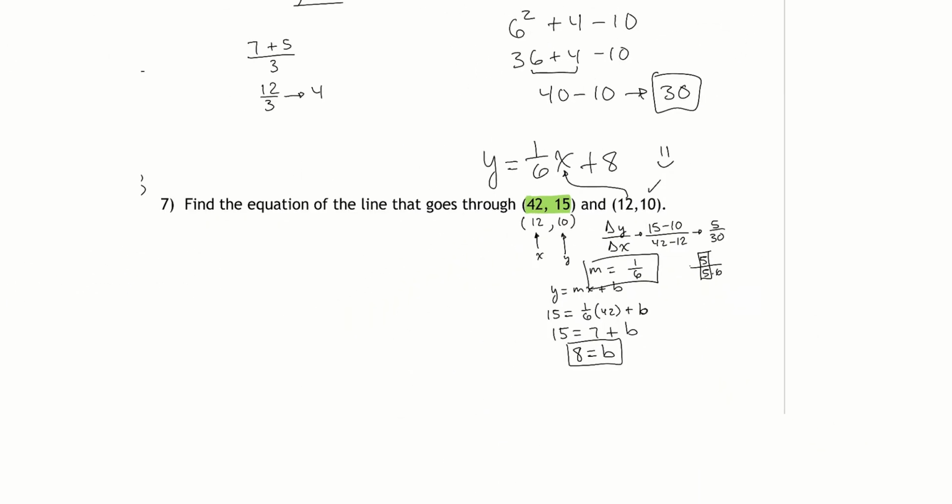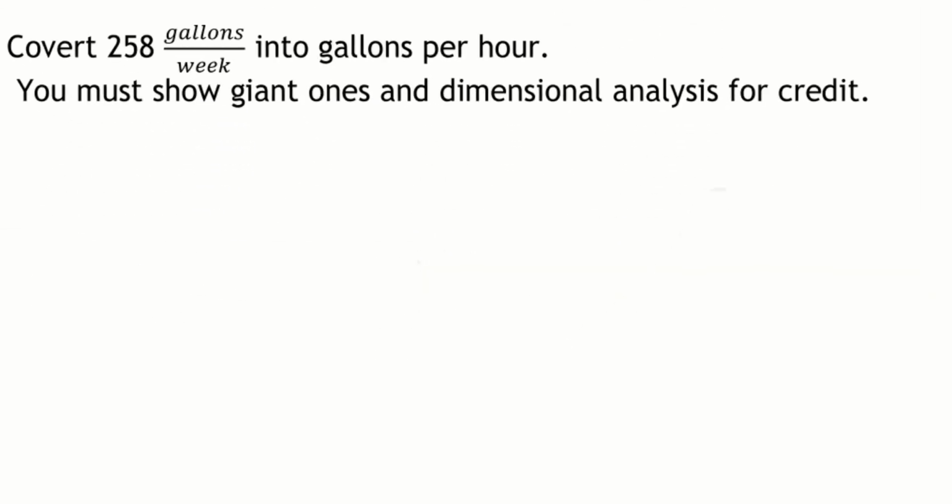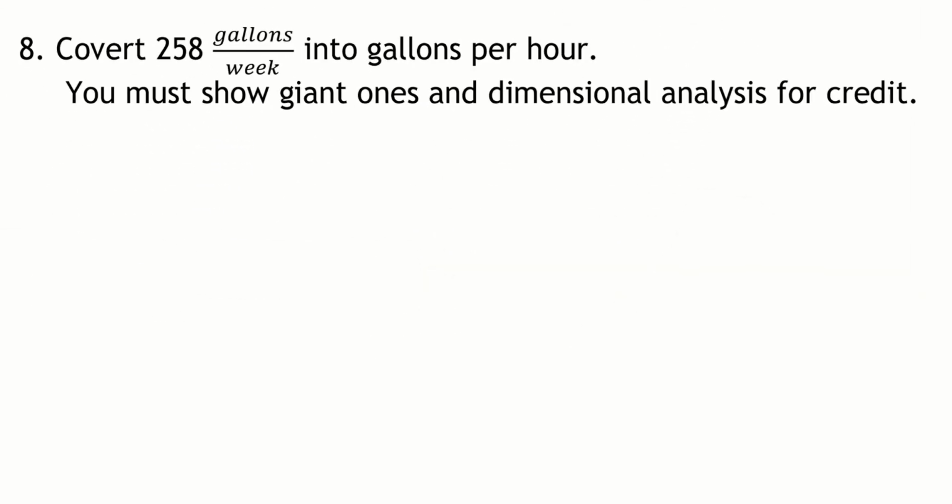The final problem on the test was a fairly simplified dimensional analysis problem. I decided to give you one where we were just converting one of the units. I'm giving you that 258 gallons per week, and I just want that converted into gallons per hour. So if we write this down, 258 gallons per 1 week, if I wanted to. Gallons per week is the same thing as gallons per 1 week.